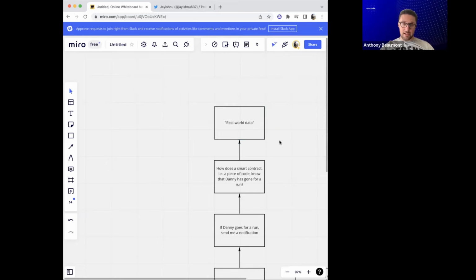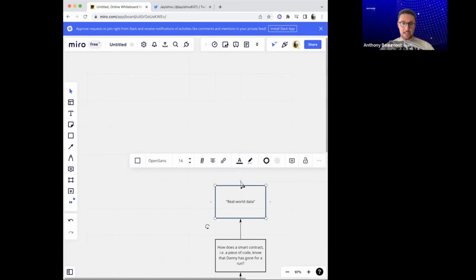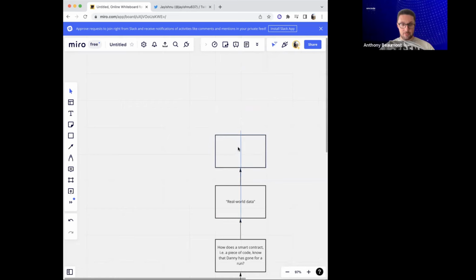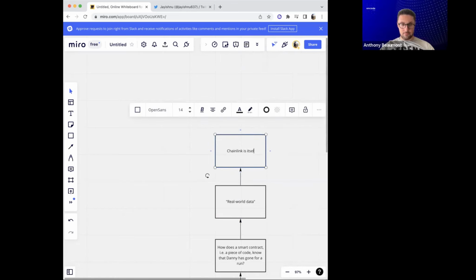And this is where Chainlink comes in. Chainlink is itself a protocol. Specifically, a protocol designed to feed data from the real world into smart contracts.